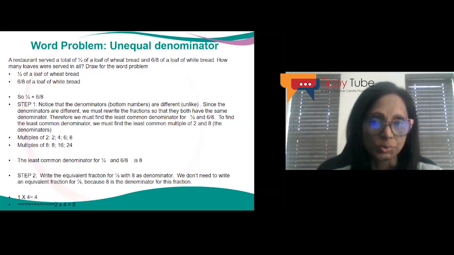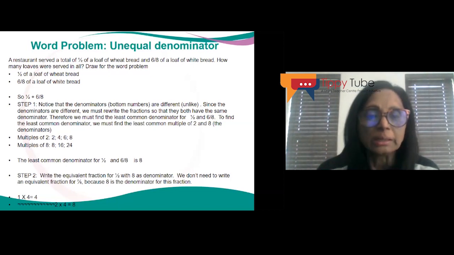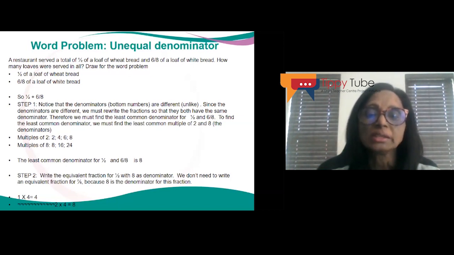For example, 2, 4, 6, 8, and all the multiples of 8: 8, 16, and 24. From the two sets of numbers, which number is the common number? Which number is repeated as a multiple of 2 and also as a multiple of 8? Yes, we see that the number 8 is the common multiple. Therefore, we call it the least common denominator for 1/2 and 6/8, which is 8.